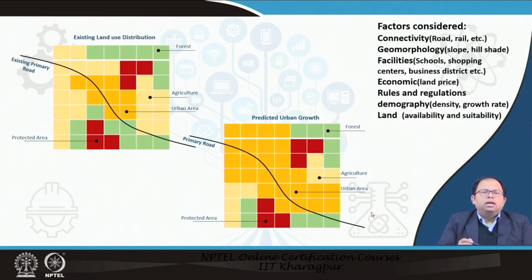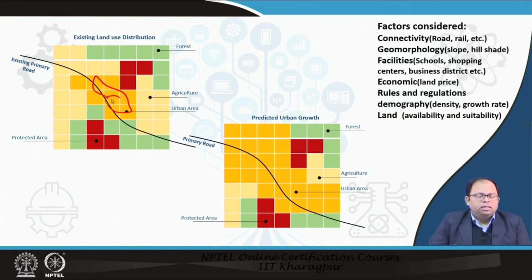So in this particular image, you can see in the first image, this is the existing land use distribution. There are protected areas, the brown ones, then there are forest areas, the green ones, and then there are agriculture areas, the yellow ones, and then the urban area is the bright yellow ones. So there is also a road going along.